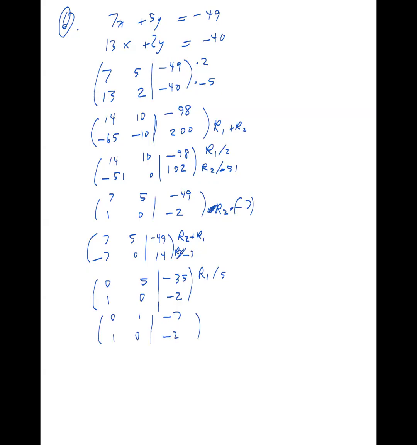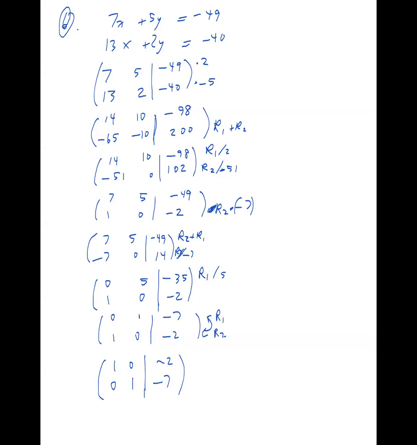Now, I need to switch these rows with each other, actually. So switch row 2 and row 1 with each other. You can switch rows, the order of them. So then you get 1, 0, negative 2 at the top. And you get 0, 1, negative 7 at the bottom. Now, those ones are in the proper order now.